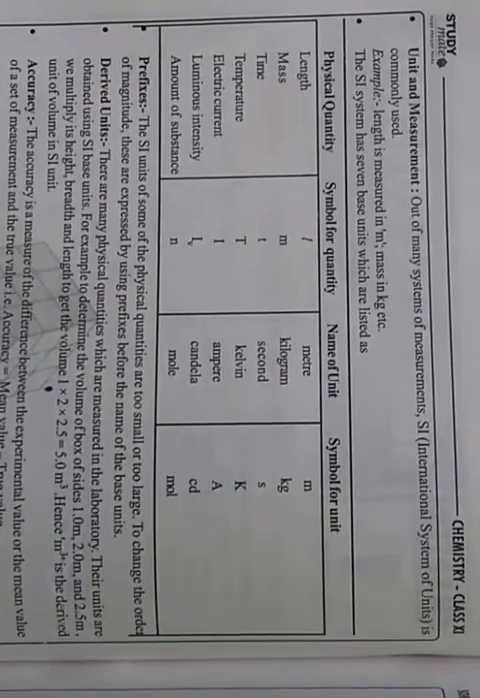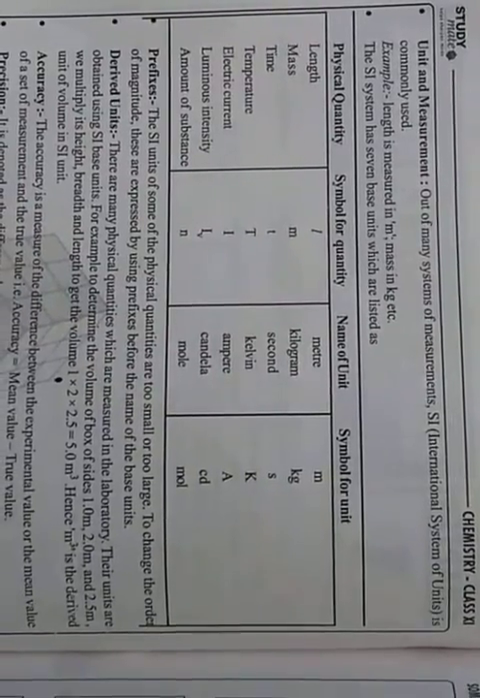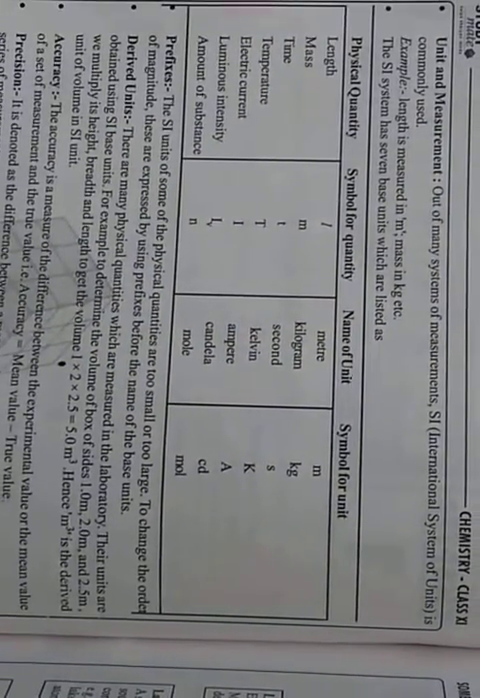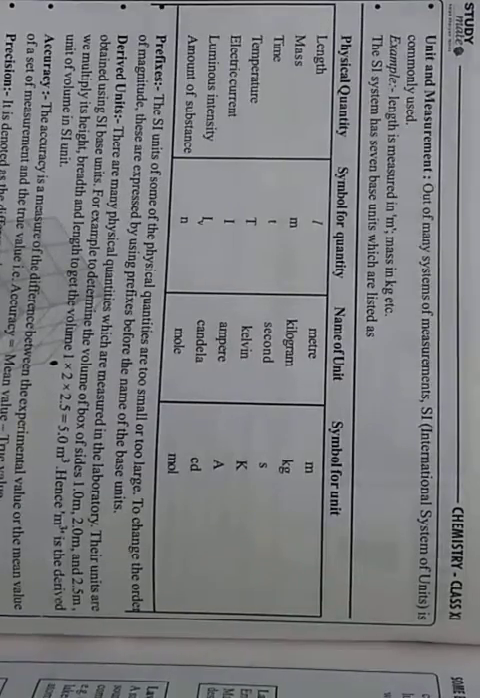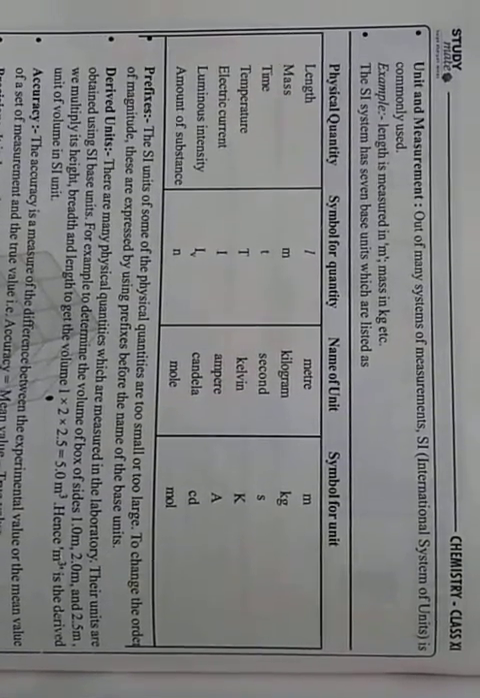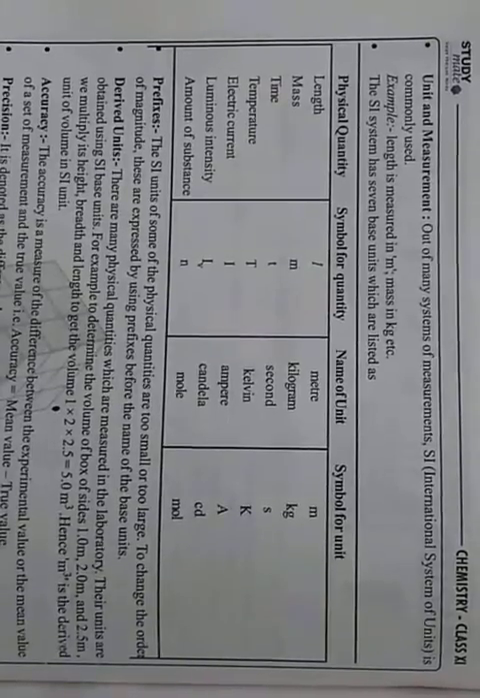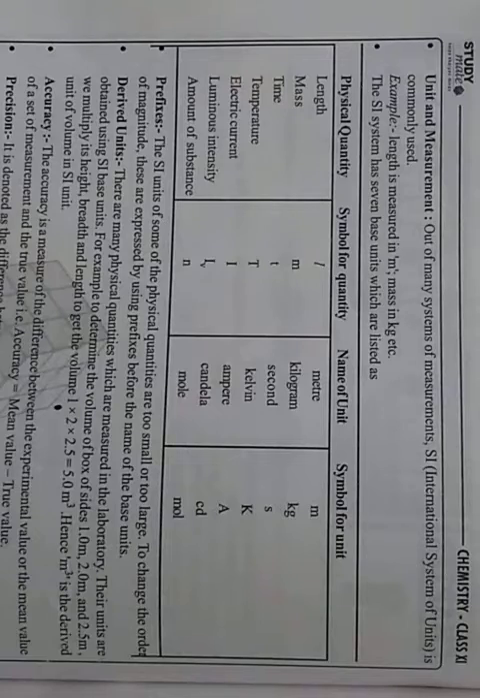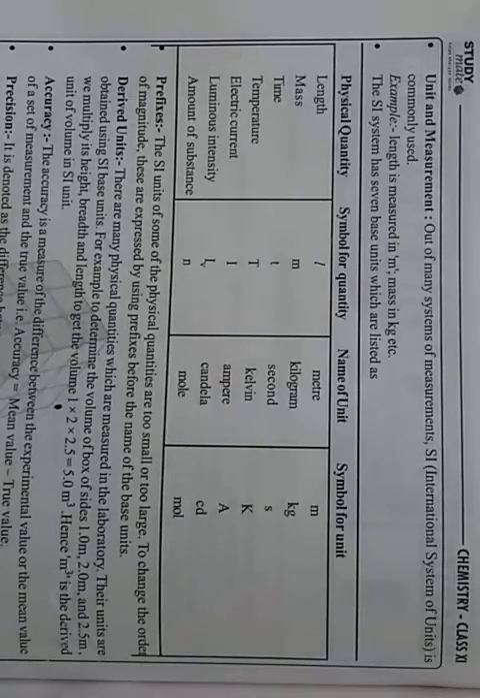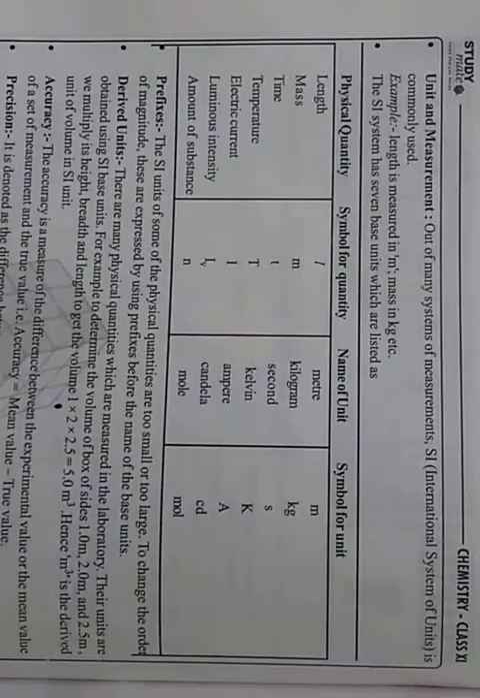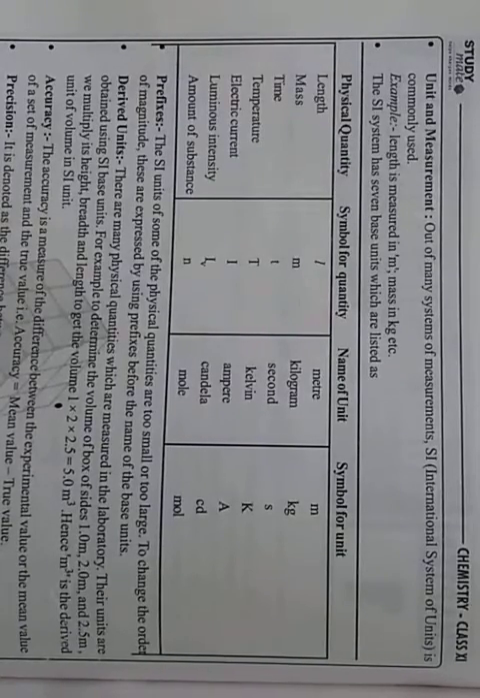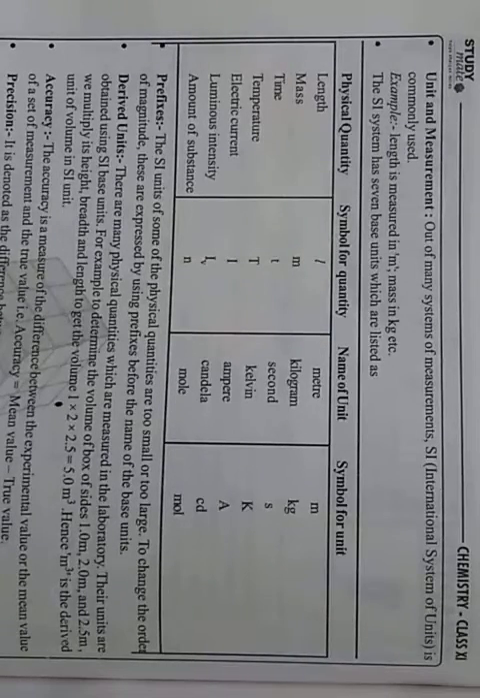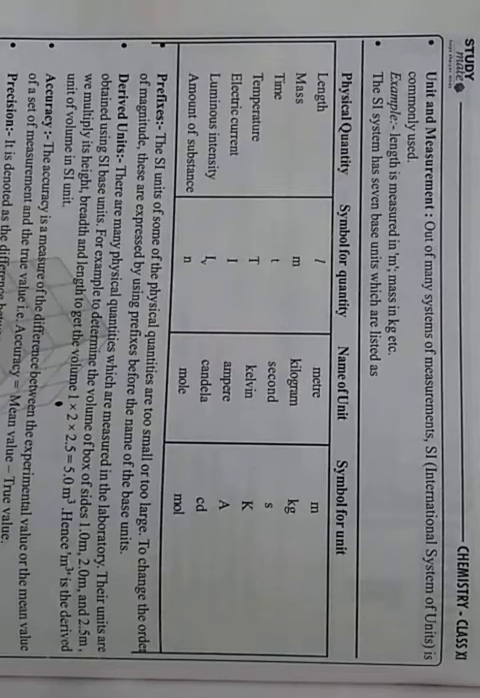Let's have a look at some basic concepts of chemistry. In this section we are going to study unit and measurement. Out of many systems of measurement, SI, the International System of Units, is commonly used. For example, length is measured in meter, mass in kg. The SI system has 7 base units which are listed below.